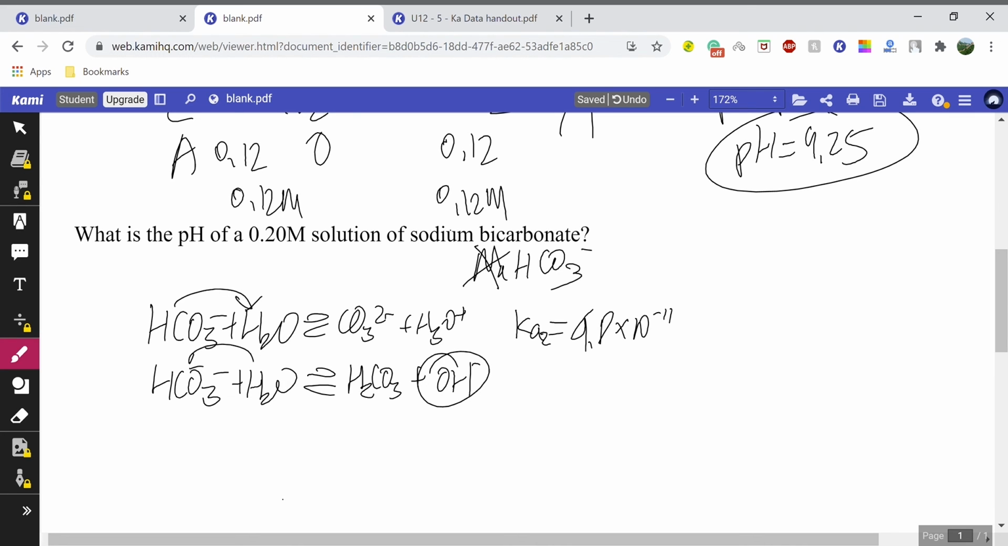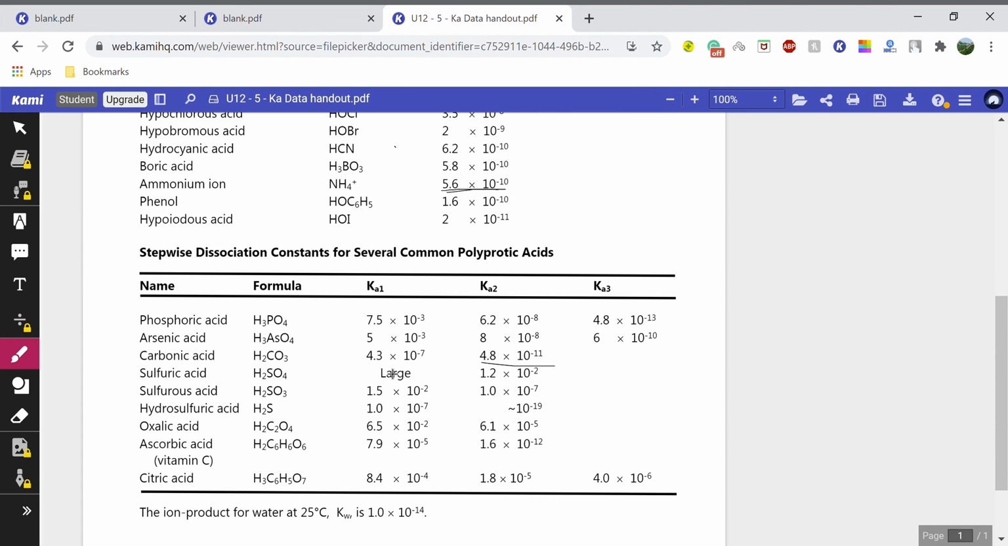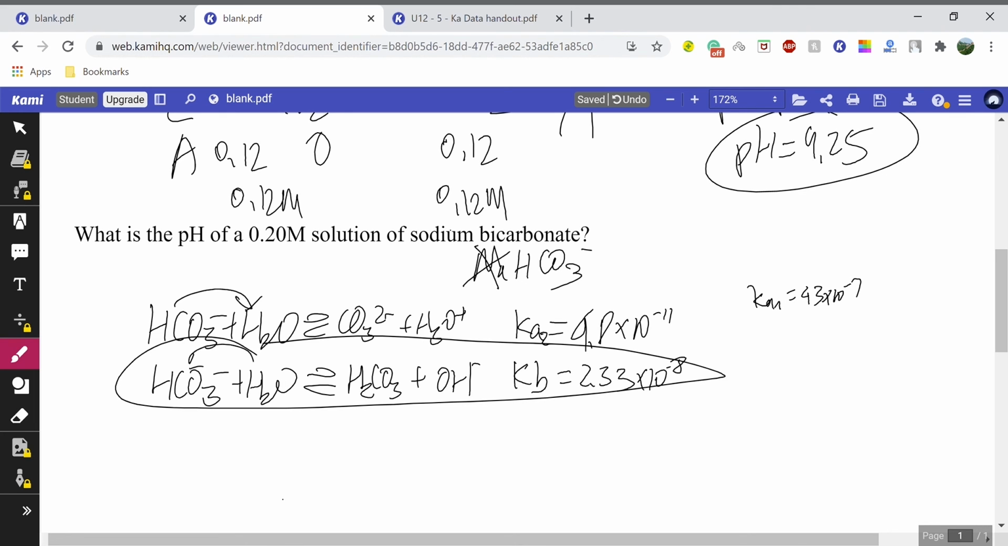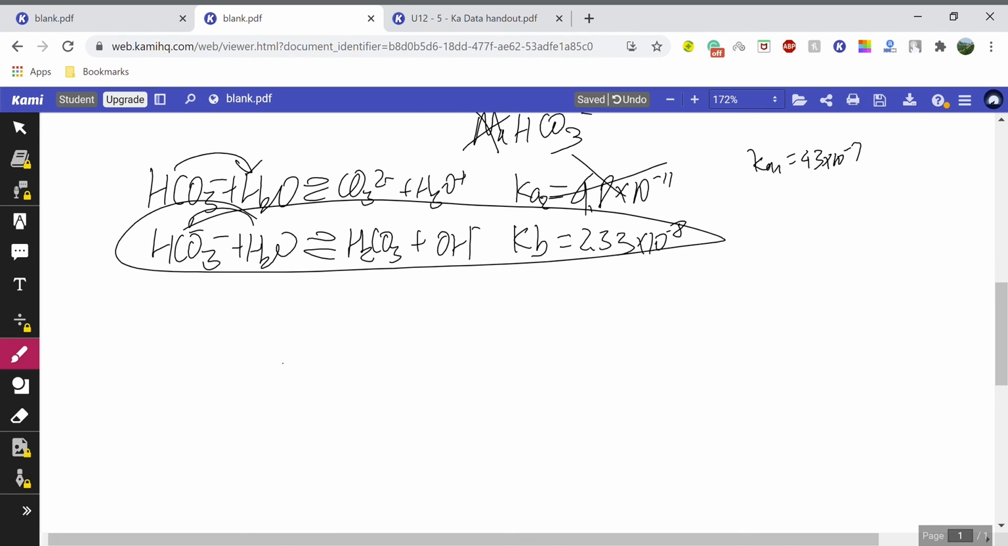Now this one, since we're producing an OH minus, we're going to be using Kb. And what are our product and reactants? We have H2CO3 and HCO3 minus, which means we're going to have to use the Kb from Ka1. Ka1 is 4.3 times 10 to the negative 7th. Now we can take 1.0 e to the negative 14th divided by 4.3 e to the negative 7th, which will give us a Kb of 2.33 times 10 to the negative 8th. Which one is bigger? This one is bigger. So this is the equation that we're using, and we can cross out the other.